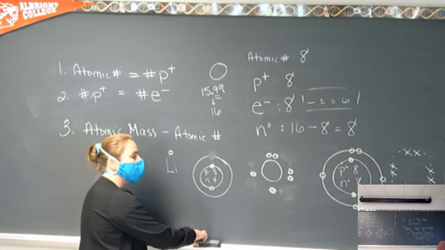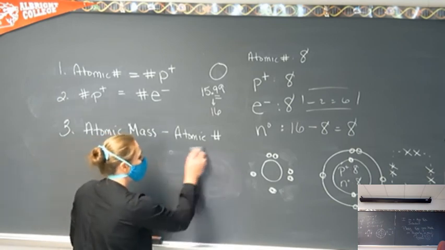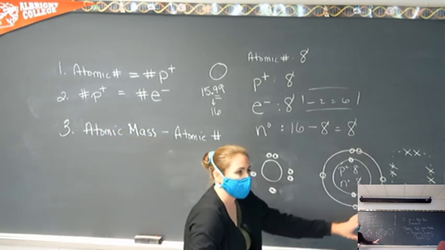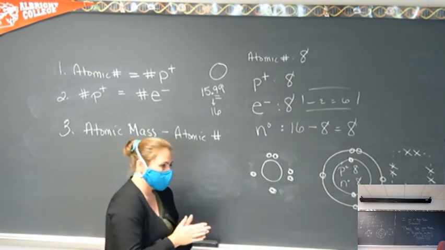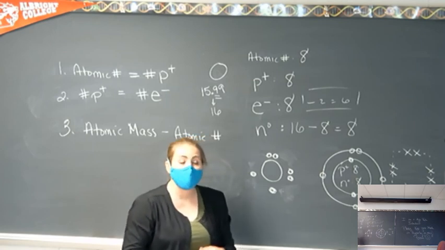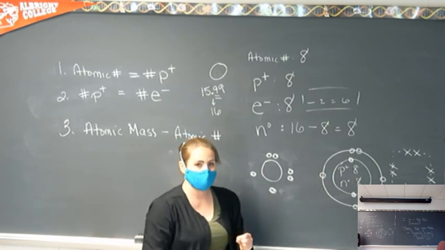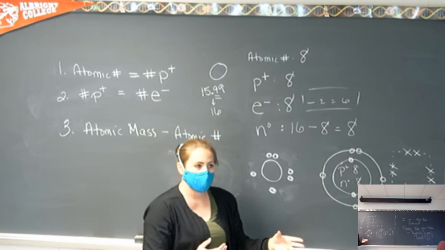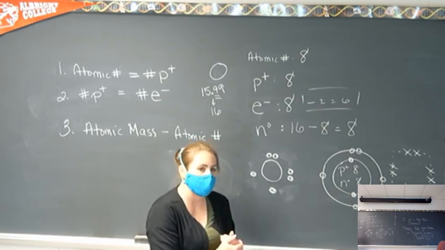The only other example would be when you have something that has a full outer ring. So it has 8. Or it's a small atom and only has 2. It no longer needs to bond. It doesn't need anything else. So it's not going to bond. So it's going to ask you a couple of questions about bonding.